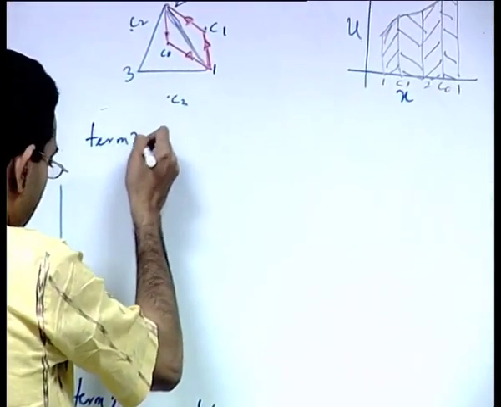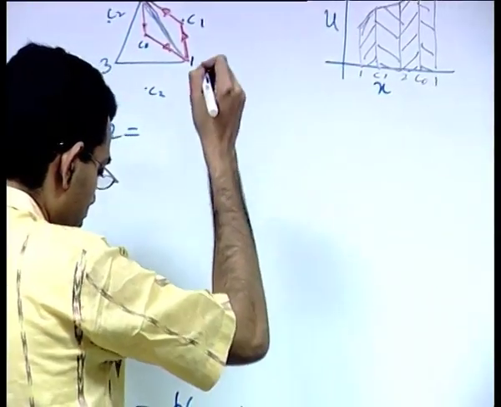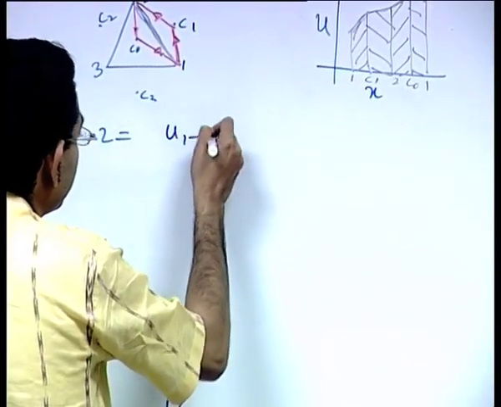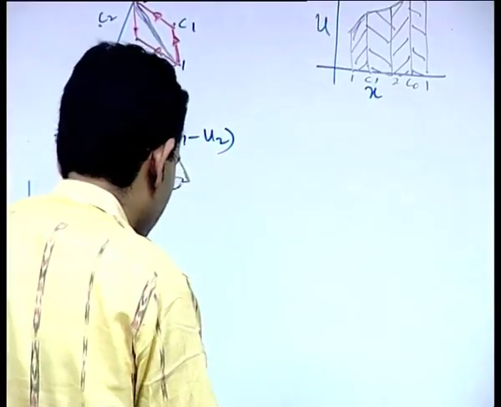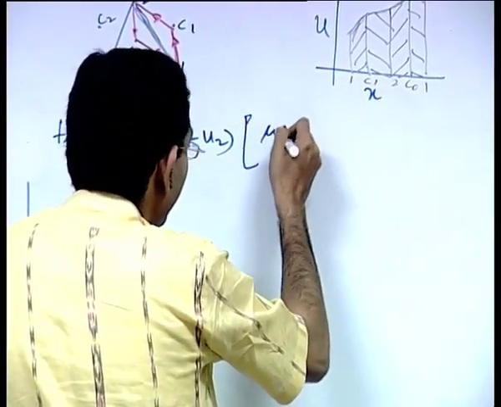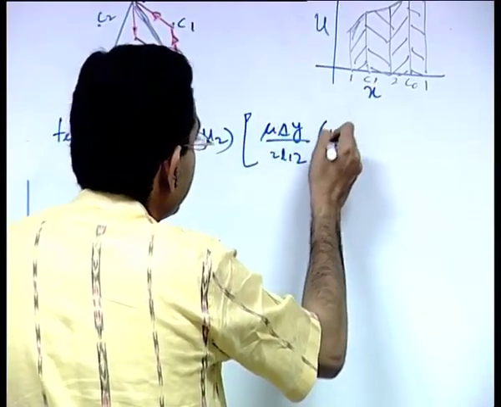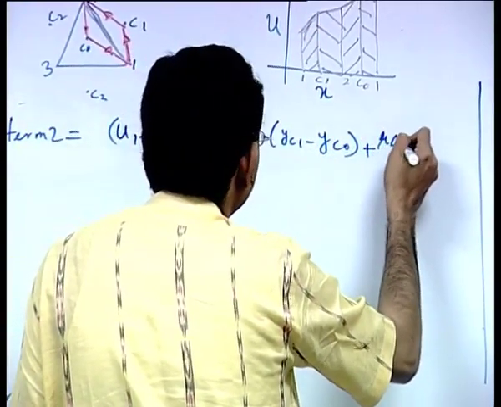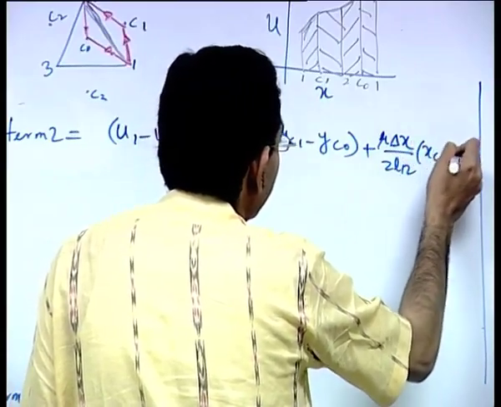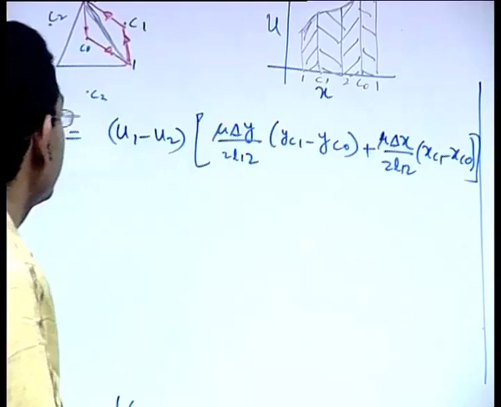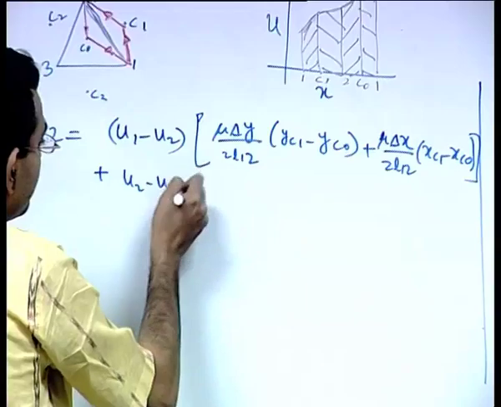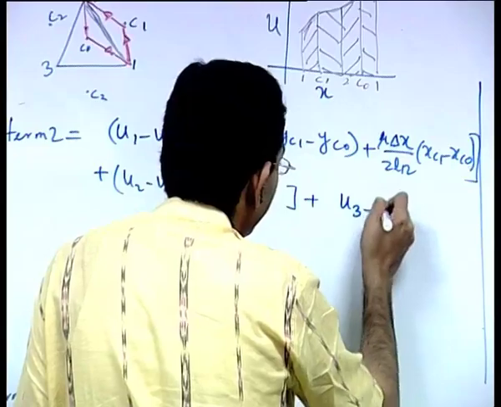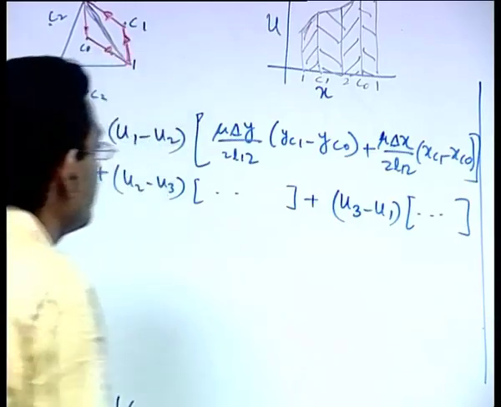So term 2 you can write, you can take u1 minus u2 as common, then you have mu delta y by 2 L12 into yc1 minus yc0, plus mu delta x by 2 L12 into xc1 minus xc0, plus similar terms with u2 minus u3 into something similar to this, not same but similar, plus u3 minus u1, this one. So this is one type of term.